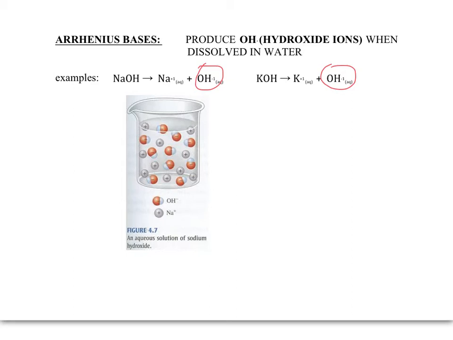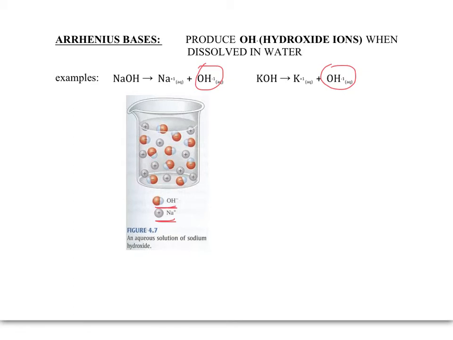And in the diagram, that's sodium hydroxide. You can see the sodiums are represented with the gray dots. And then the hydroxide is oxygen and hydrogen bonded together with the -1 charge. That's the red and the white dot together.